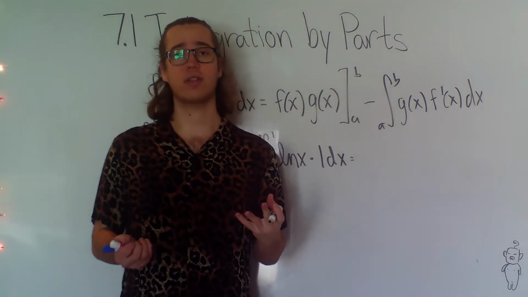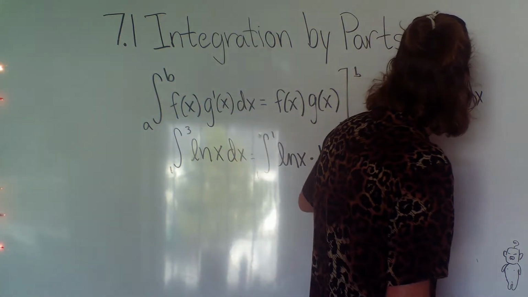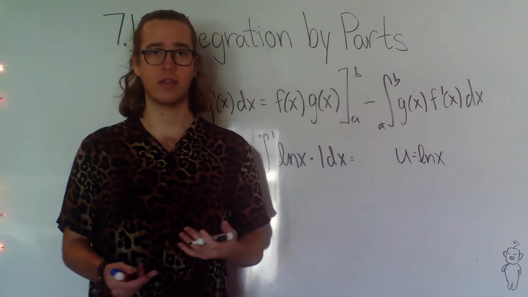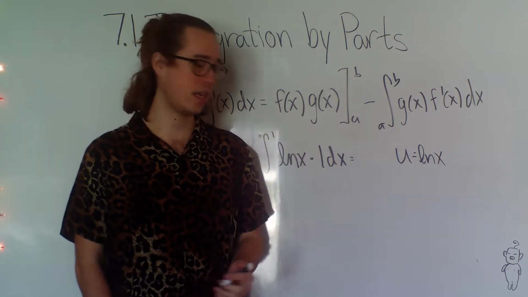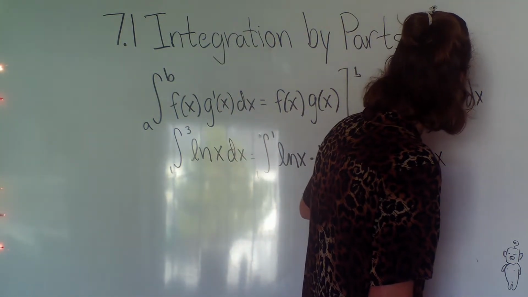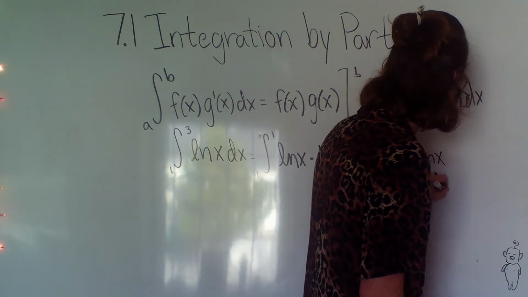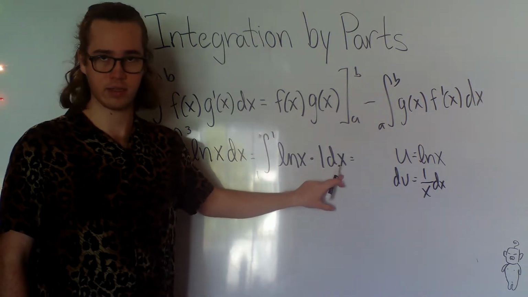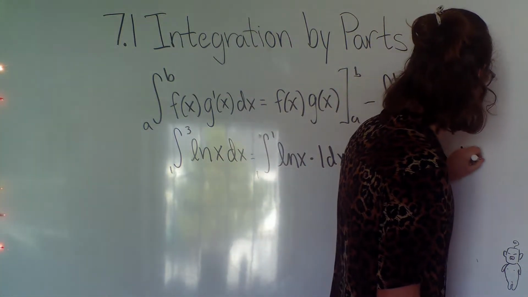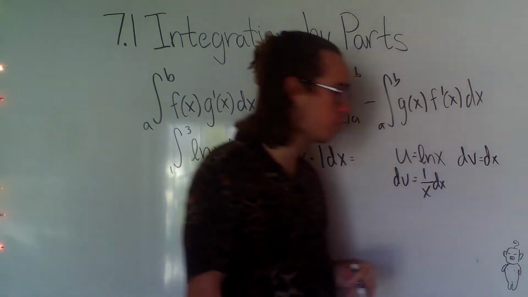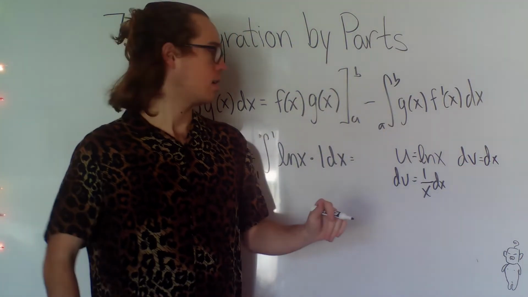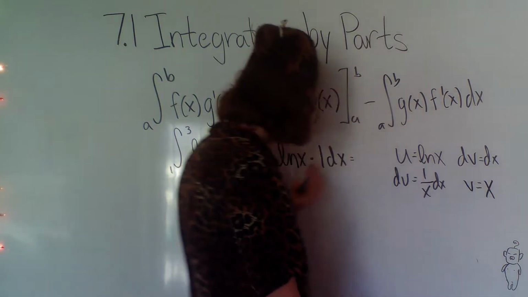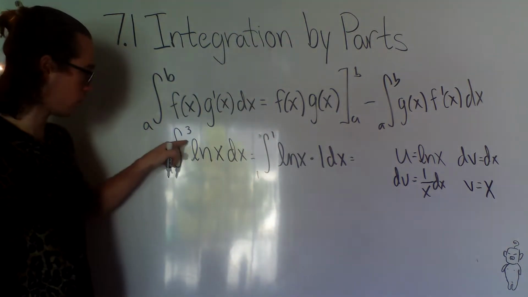Well, we are going to take our u to be equal to ln of x, and then that would mean our du is going to be equal to 1 over x dx, and then that would mean our dv is going to be equal to 1 dx, which is just dx. So then dv is equal to dx, which would mean that our v is just going to be equal to x.